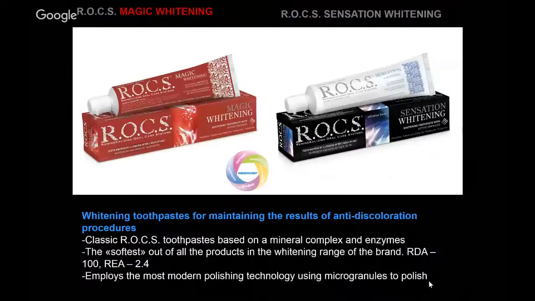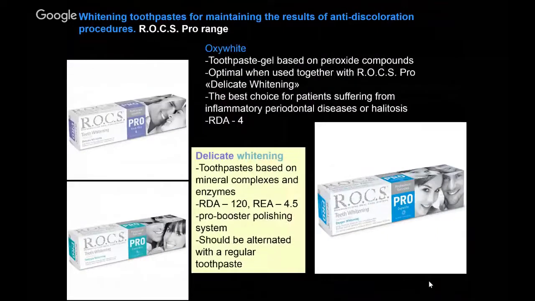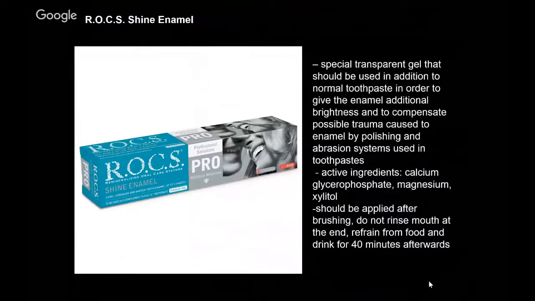The active components of all Rocks whitening toothpastes are, first, enzymes, and second, mineral complexes, which work very well. And we have a line of professional bleaching toothpaste. One toothpaste is oxy-white, with peroxide-containing compounds, and the delicate whitening one, the green one, with low RDA. We recommend that patients combine these toothpastes. For example, I recommend using the peroxide paste in the morning, and in the evening the enzyme green toothpaste, for a good result. It's a logical result.